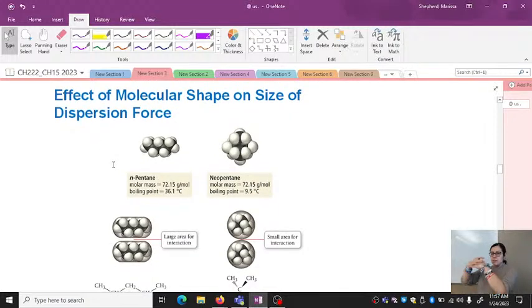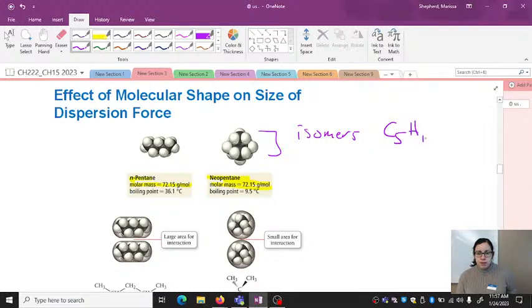And so now we can look at shape as well. It also depends, again, on that surface area. If we're comparing, mass is the first thing you should start off with. So we're comparing n-pentane versus neopentane. What's the term for these when they have the same formula but different shape? Isomers. So these are called isomers, or structural isomers. We're looking at these two isomers, so they have the same mass. They're both pentanes, so they're both C5H12.